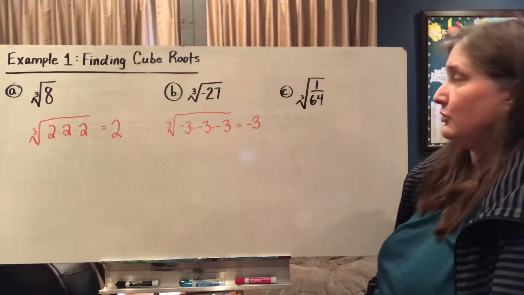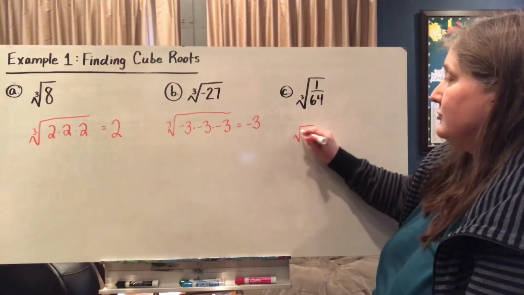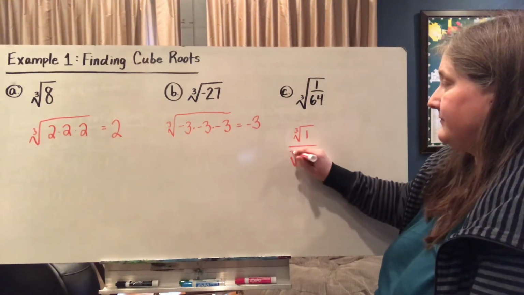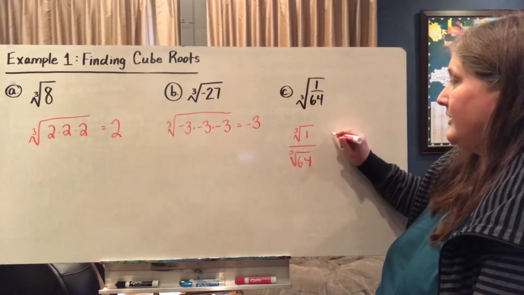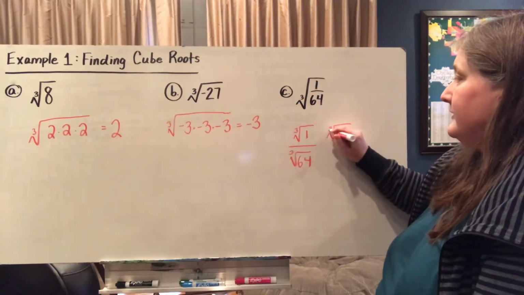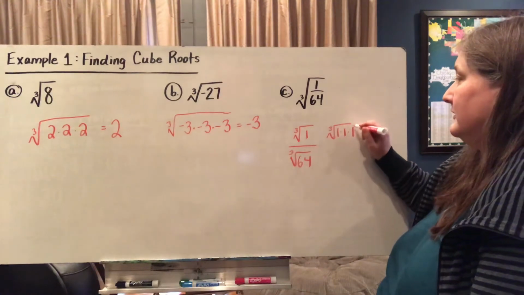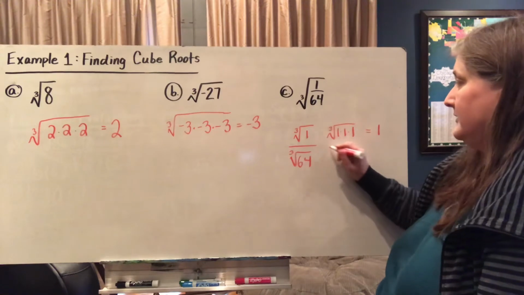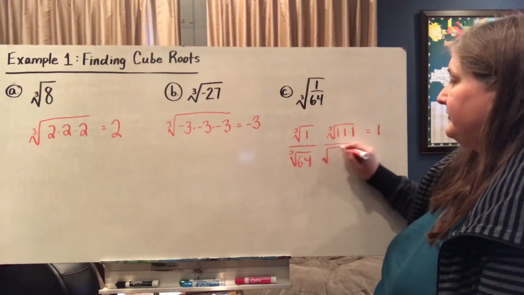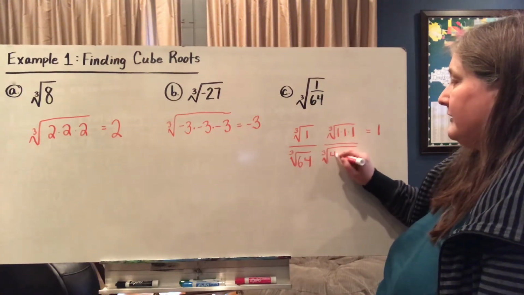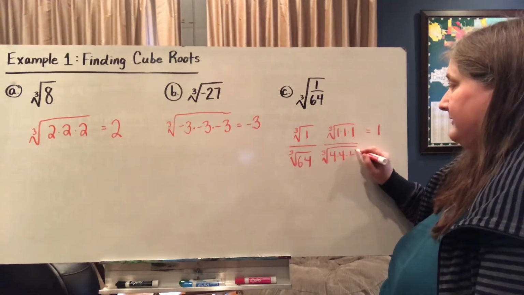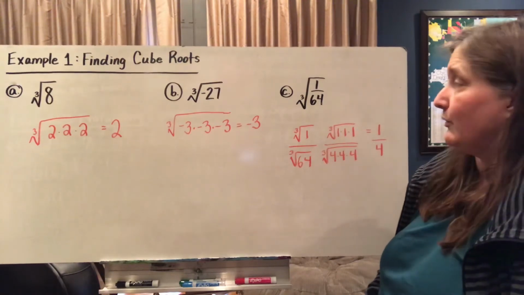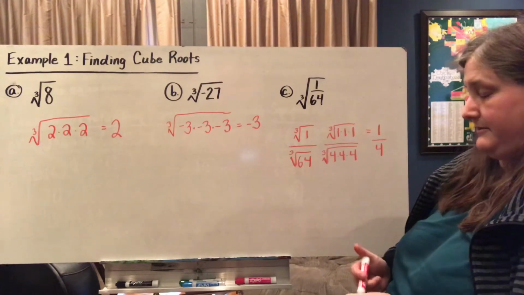When we're doing the cube root of a fraction, I can do the numerator and the denominator separately. So 1 times 1 times 1 will still give us 1. So the cube root of 1 is 1. The cube root of 64 can be found by multiplying 4 times 4, which is 16, times another 4 is 64. So the cube root of 1/64 is 1/4.